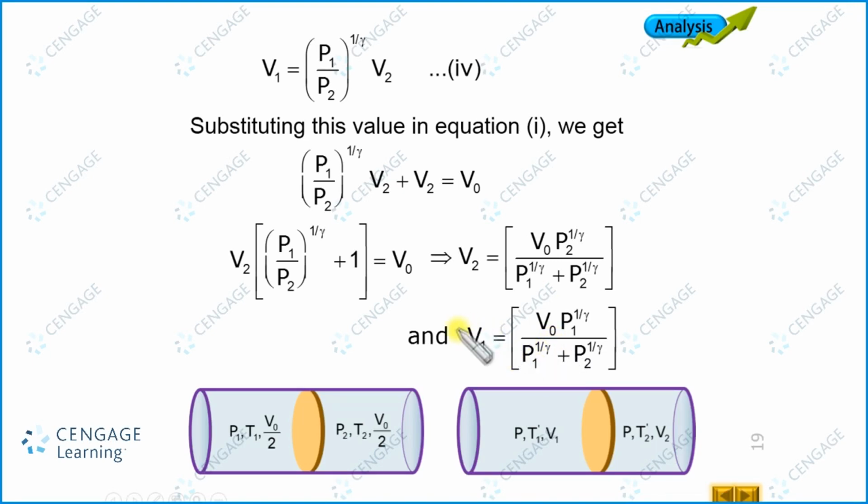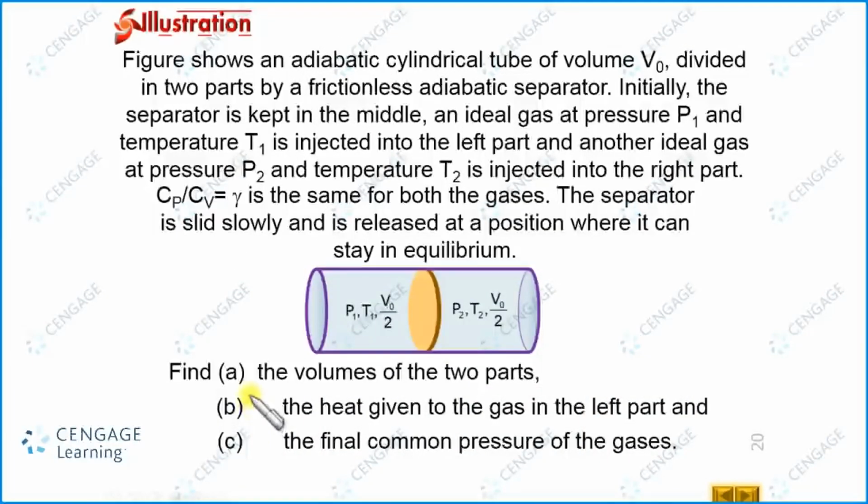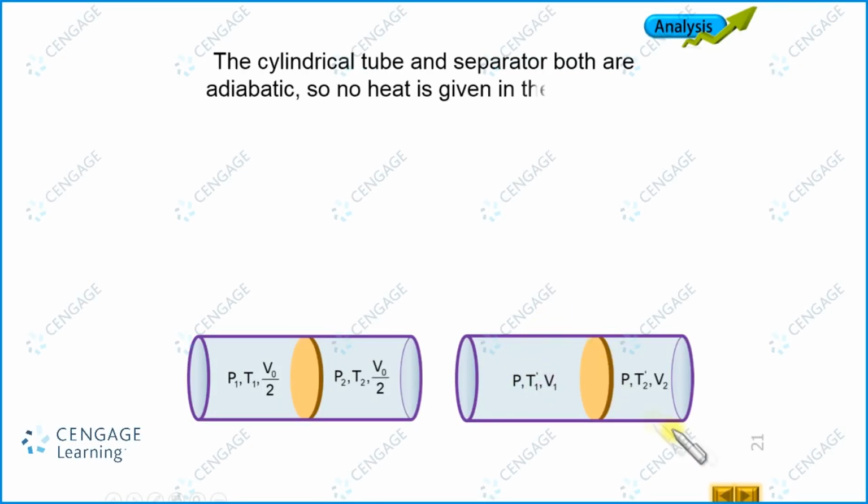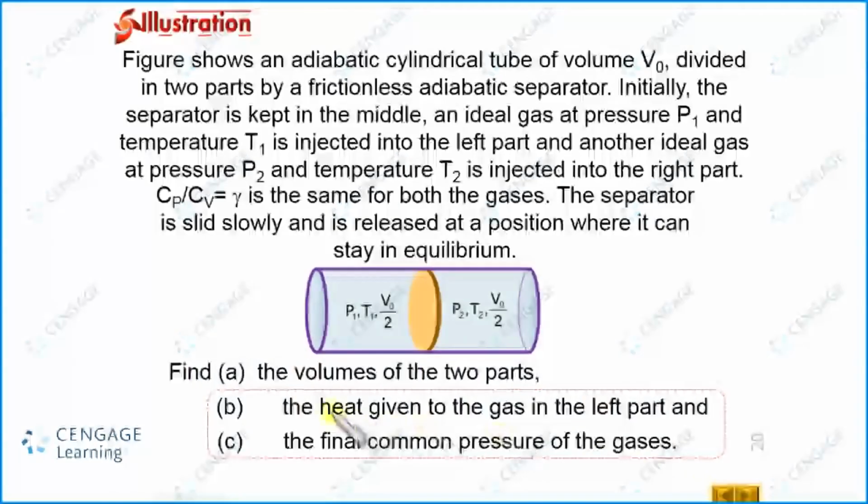Now let us move to analyze the next parts, that is the B and C parts. In part B, we need to calculate the heat given to the gas in the left part. As we know, this tube is adiabatic. This separator is also adiabatic. That means there cannot be transfer of heat across this separator. That means cylinder, tube and separator are both adiabatic. That means no heat is given in the process. So we have analyzed part B.